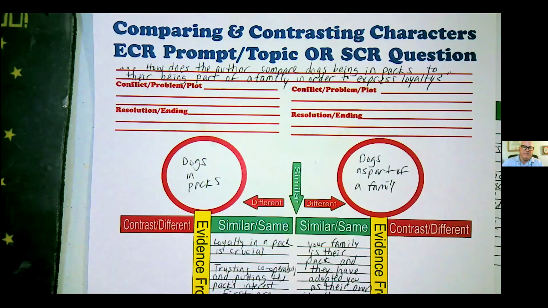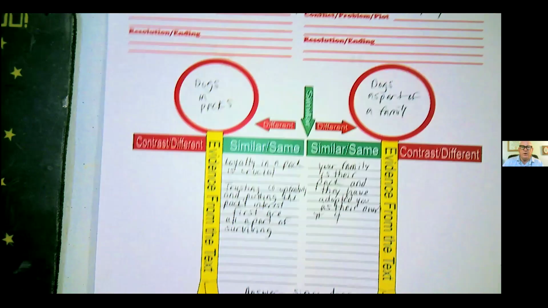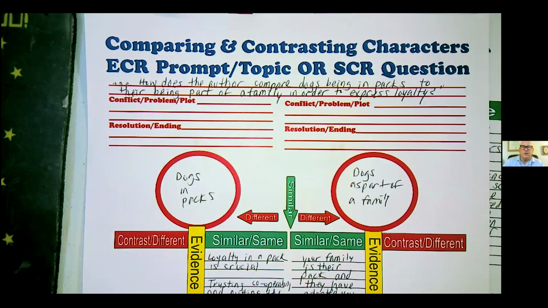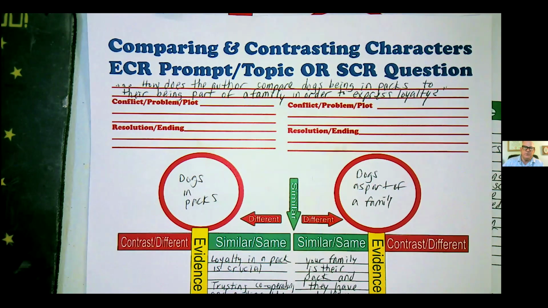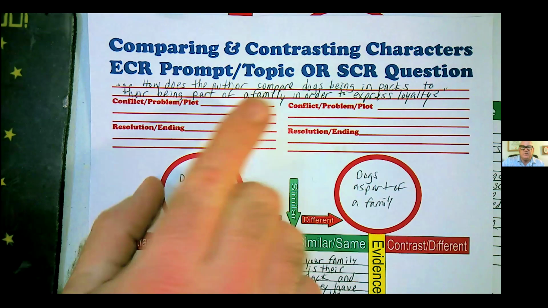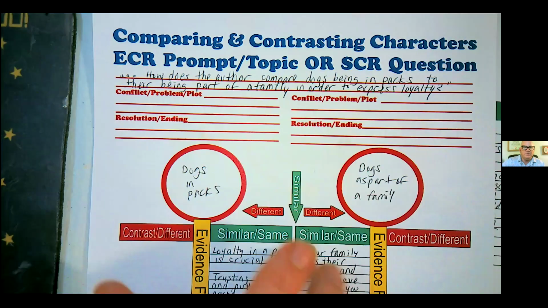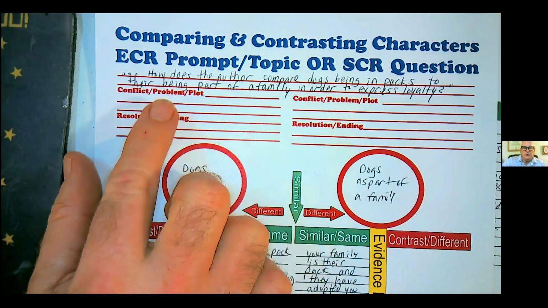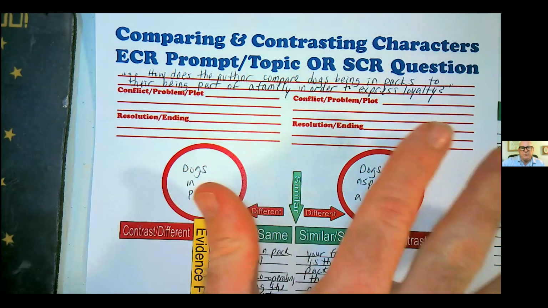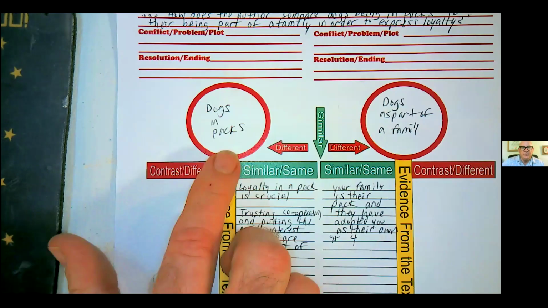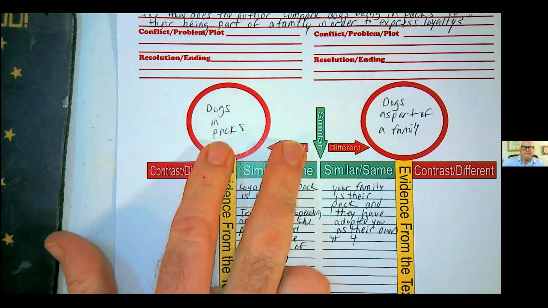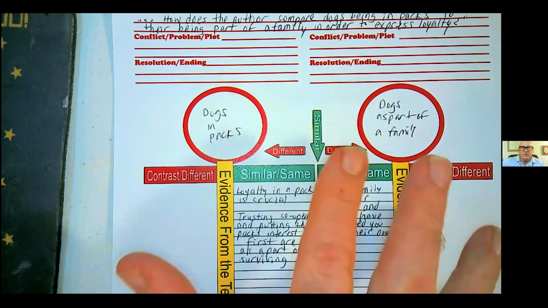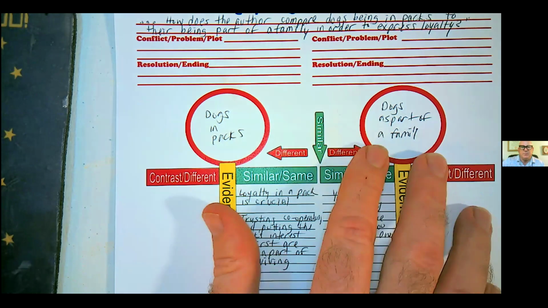And here I have our page one that you'll see in your comparing and contrasting characters. This is going to be for an SCR question. It basically said, according to that one section, how does the author compare dogs being in packs to their being part of a family in order to express loyalty? So the first stick man is about dogs in packs. It's again a Venn diagram. And the second one is dogs as part of a family.